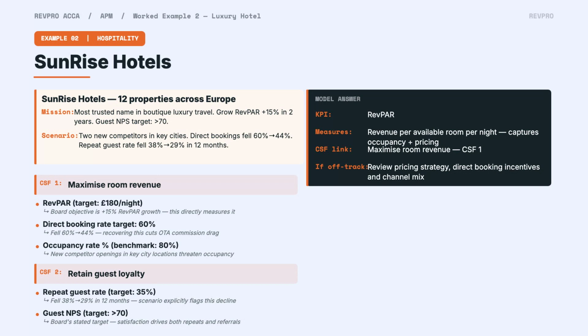Model answer: a suitable KPI is RevPAR. This measures revenue per available room per night, combining occupancy and pricing. It is relevant because the CSF is to maximize room revenue. If RevPAR falls below the £180 target, management should review pricing strategy, direct booking incentives, and channel mix.